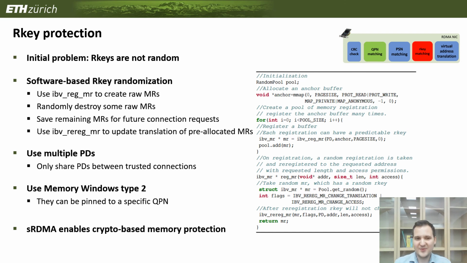Of course, we also recommend applications use multiple PDs, so never share connections. Untrusted connections should never share PDs. Plus, applications can use memory windows type 2, which are more secure as they offer binding memory to the connections. Plus, I'd also like to invite you to read about crypto-based memory protection offered by RDMA.